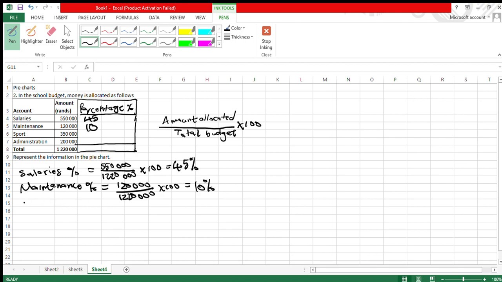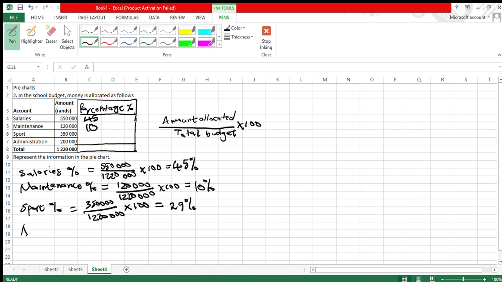Now moving on to the sport account in percentage. The budget allocated for sport alone is 250,000 divided by the total budget. Just keep note that I'm dividing each and every account by the total budget of about 1.2 million. There's a reason why I'm doing that, which you'll see as we conclude with this particular example. When I punch sports budget in the calculator, it's about 29%.